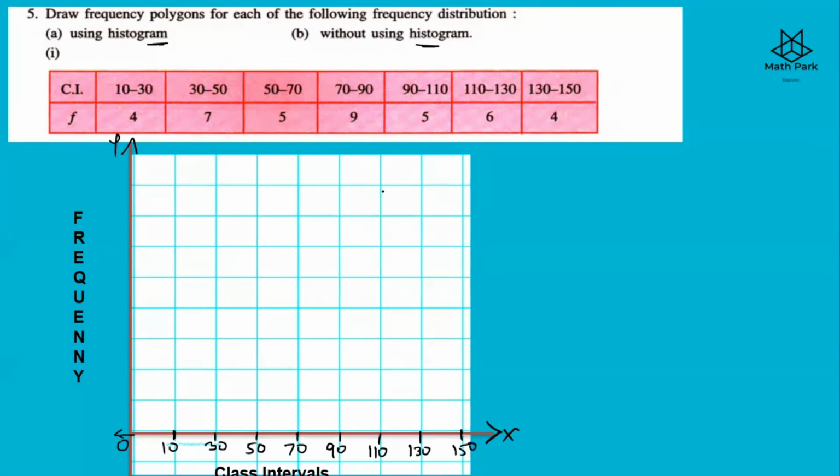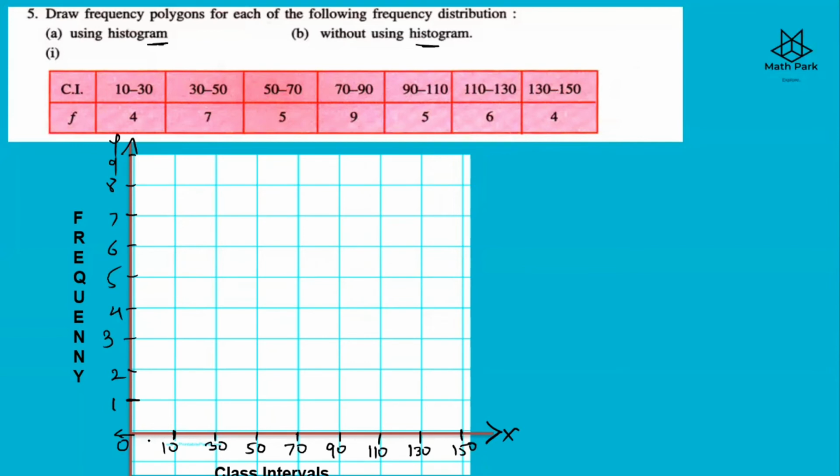Now here it is from 4, 7, 5, 9, 1, 5, 6, 4. So highest is 9 and the lowest is 4. Let us say 1, 2, 3, 4, 5, 6, 7, 8, 9. So it is available. So we'll start with the scale here. 1, we take 2, 3, 4, 5, 6, 7, 8, and this is our 9. So let us start drawing the histogram over here.